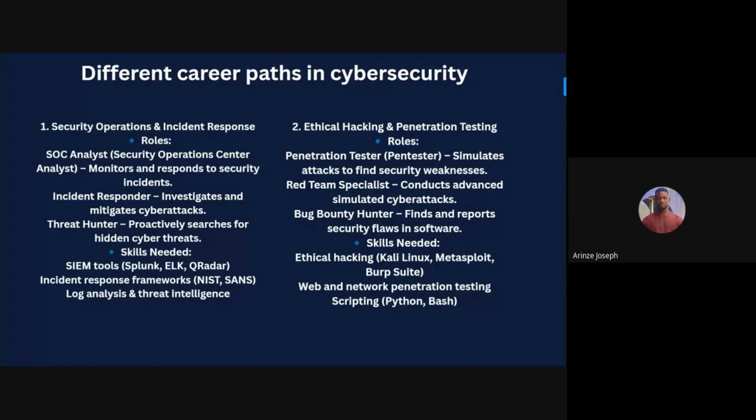So what SOC people do is that they monitor, do log analysis and threat intelligence. Then there's ethical hacking and penetration testers. This is the one that we are going to learn. They simulate attacks to find security weaknesses. Red team specialists conduct advanced simulated cyber attacks. There's also bug bounty. I also organize classes on bug bounty, but that is an advanced cybersecurity career that deals with web application penetration testing. So these are the hackers that we know. These are the actual hackers, ethical hackers.